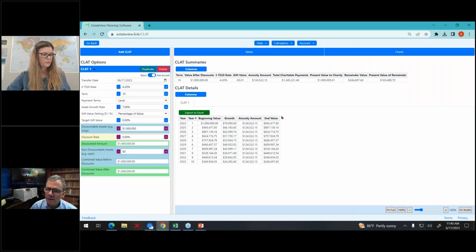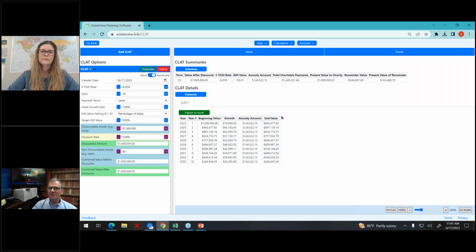Yeah, let me first clarify some stuff. There is something called a charitable lead unitrust, but no one uses them because they don't work very well. So we always use charitable lead annuity trusts.